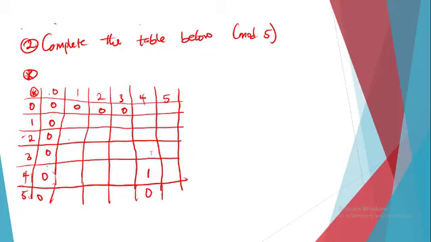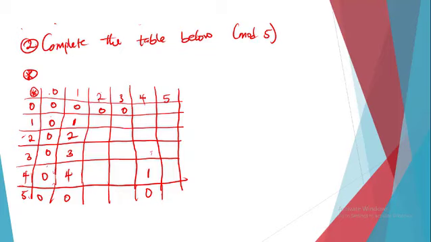Then we'll now move over to this. 0 times 1 will give us what? 0. Is that correct? 1 times 1 will give us 1. 2 times 1 will give us 2. 3 times 1 will give us 3. 4 times 1 will give us 4. And 5 times 1 will give us 5. And 5 under mod 5 is 0. Is that correct? Okay.